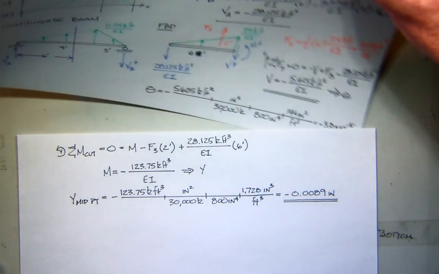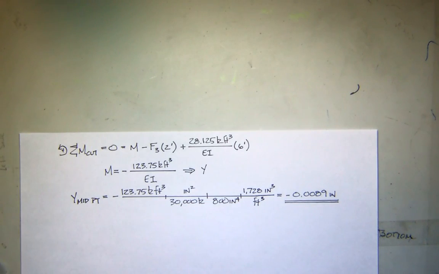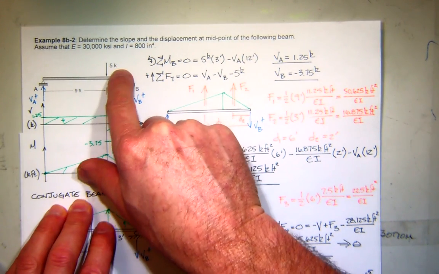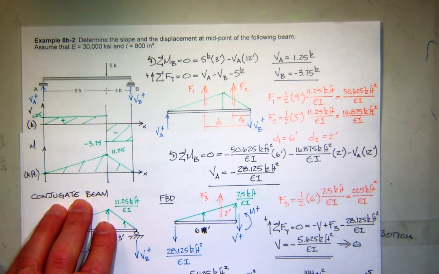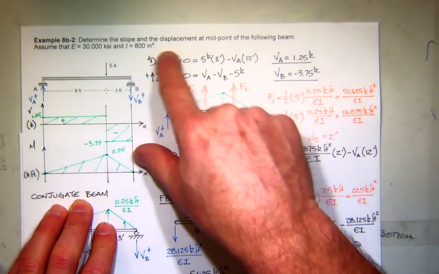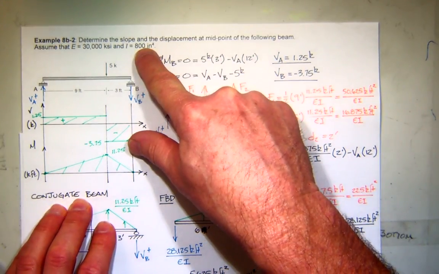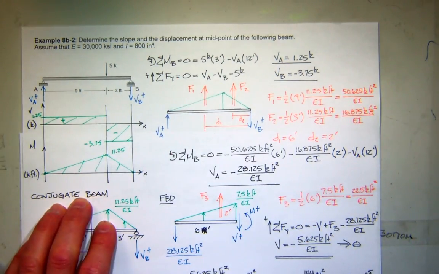Does that make sense, that the displacement is so small? Well, let's just glance back for a second. Remember the problem was a 12-foot beam with a 5,000-pound load on it. That's really not huge. And then this is a big beam made out of steel. 800 inches to the fourth is a pretty big beam. So it's really not moving a whole lot.